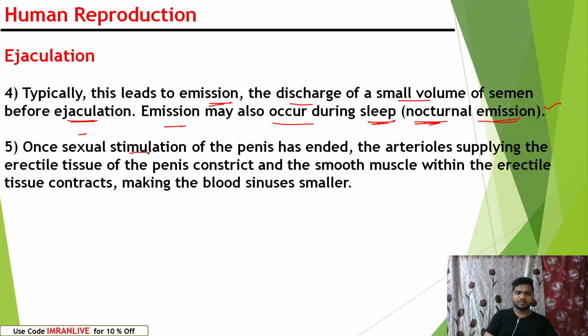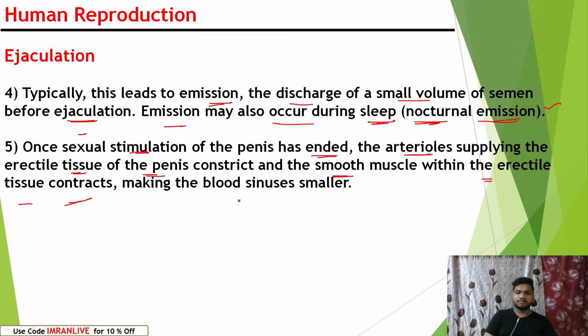Once sexual stimulation of the penis has ended, once a male participated in sexual intercourse and the ejaculation is completed, then what happens? Which kind of changes occur in the penis after ejaculation? The arterioles supplying the erectile tissue of the penis contract, and the smooth muscles within the erectile tissue contract. So they will be contracting before ejaculation. Once the contraction is completed, they will come into a relaxed position.